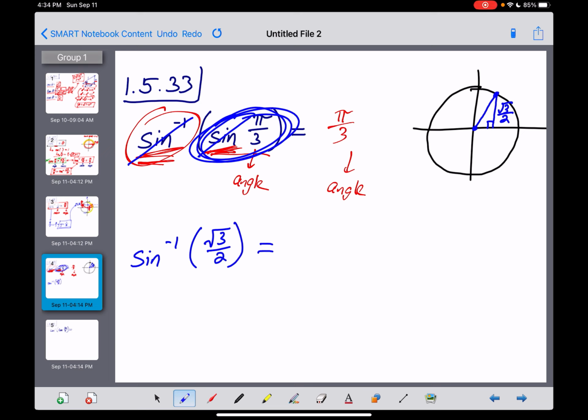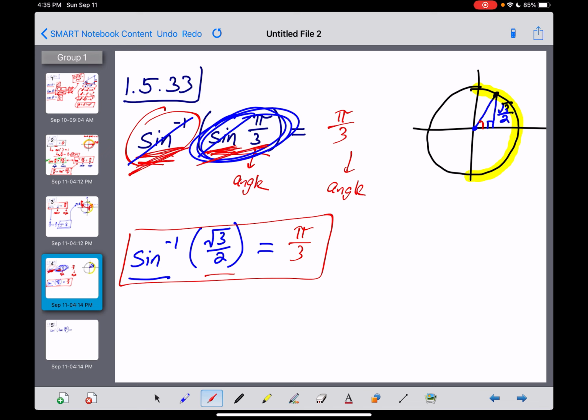Now the question becomes, what angle in the fourth or first quadrant, there's only one answer to the question when you look at it that way, has a sine value equal to root 3 over 2? Well, that's the same angle we were just dealing with right over here, and the answer is pi over 3. So I probably just gave you what felt like a really long-winded explanation to a really simple problem. Inverse sine and sine cancel each other out, and it just leaves you with the angle of pi over 3.